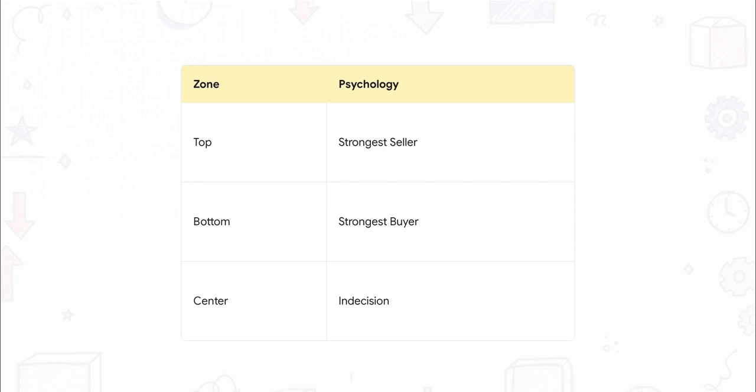And that center line, it represents absolutely nothing. It is purely noise, confusion, and total indecision. It's where amateur traders go to get chopped up.